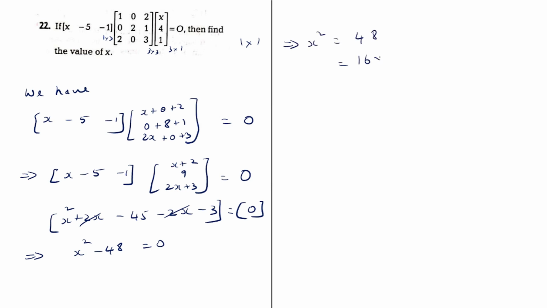This 48 is nothing but 16 into 3. So this is 4 square into root 3 the whole square. So this we have for x square. As a result, x will be plus or minus 4 root 3. So this is also a question for 2 marks.